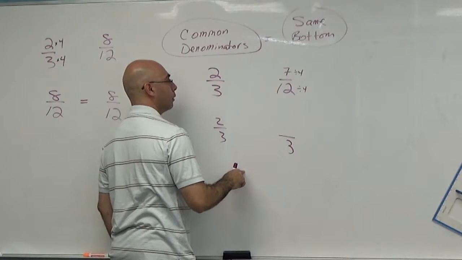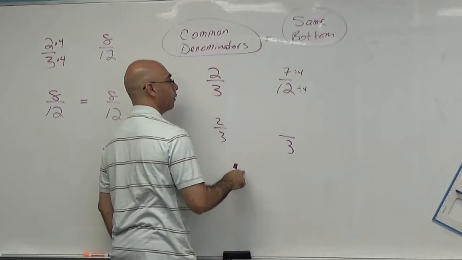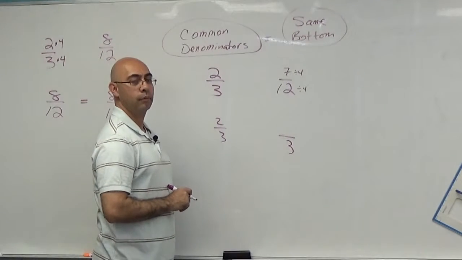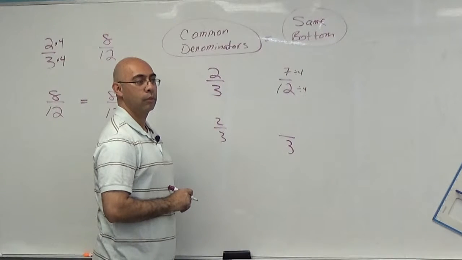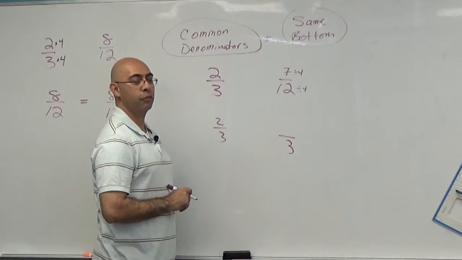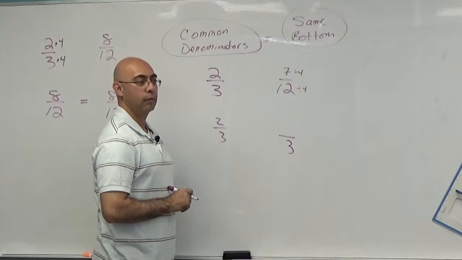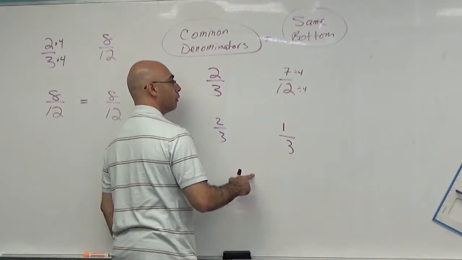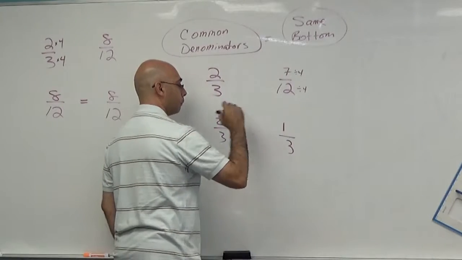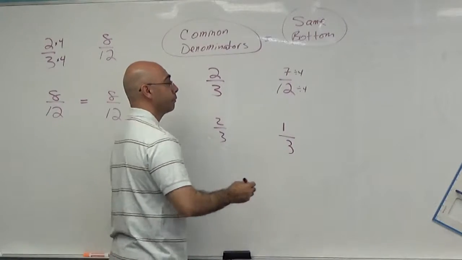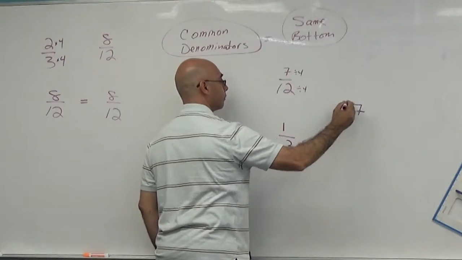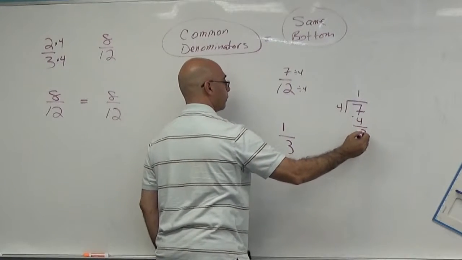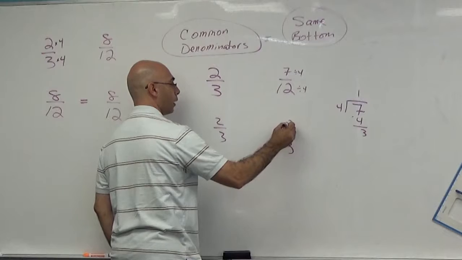How many 4s go into 7? How many 4s can fit inside of a 7? 1. Only 1. How much is left over? 3. So your answer is 1 and 3/4.